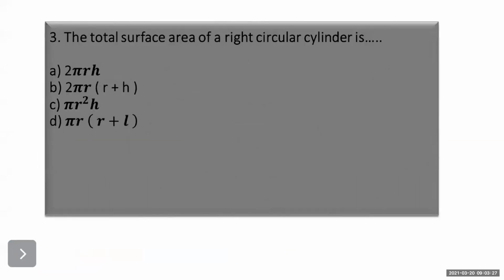Okay, so here the next question is also based on a formula, that is the total surface area of a right circular cylinder.